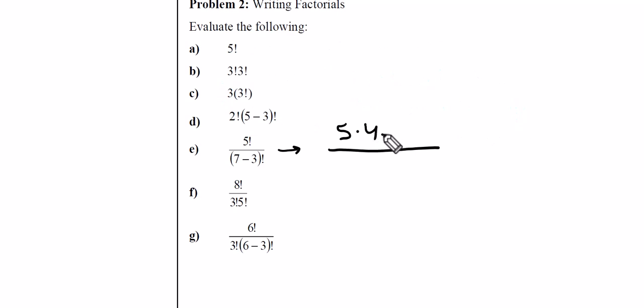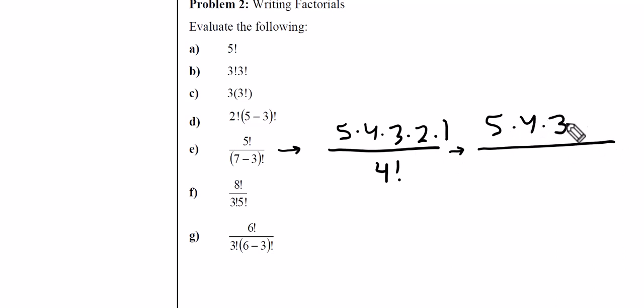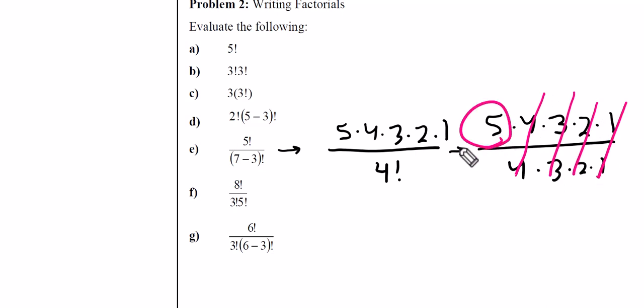E, we have 5, 4, 3, 2, 1. And then on the bottom, what's 7 minus 3? It's 4. So I have to write out 4 factorial on the bottom. Now, get ready to just really enjoy this. Look at this. 4, 3, 2, 1. The answer is 5. Can we do that? Yes, we just did that. So with factorials, the convenient thing is we can simplify things very quickly. The idea behind this is that the numbers on the bottom represent things that are repeating. More about that in a bit.